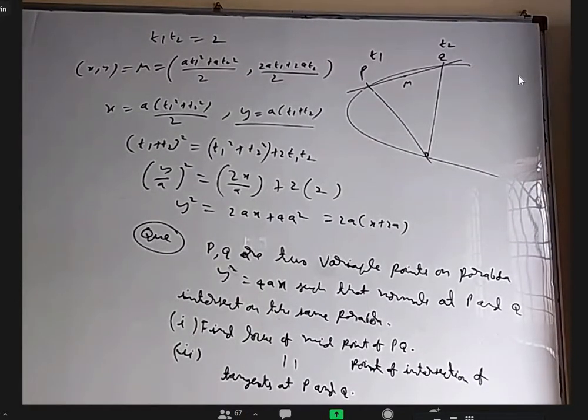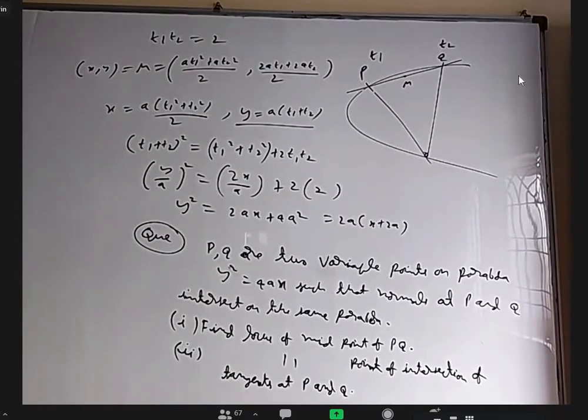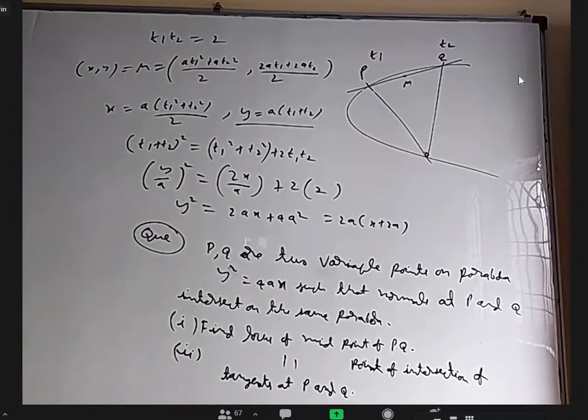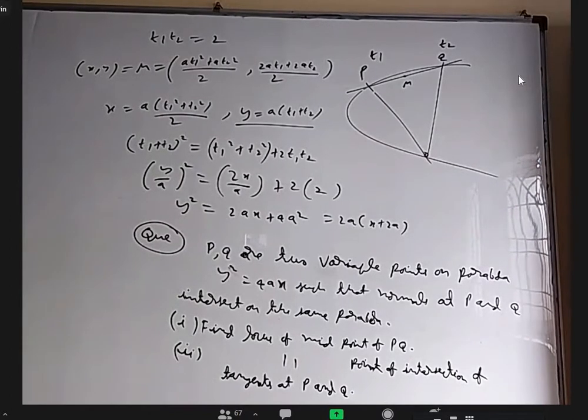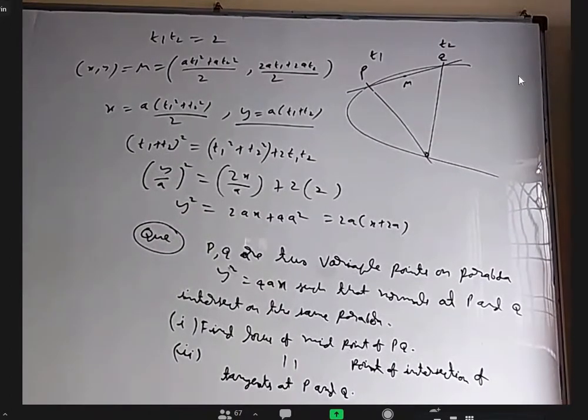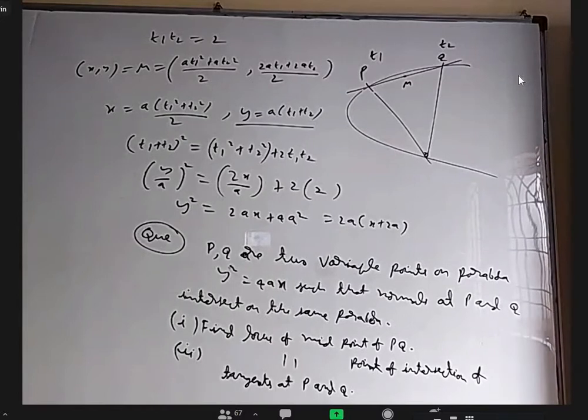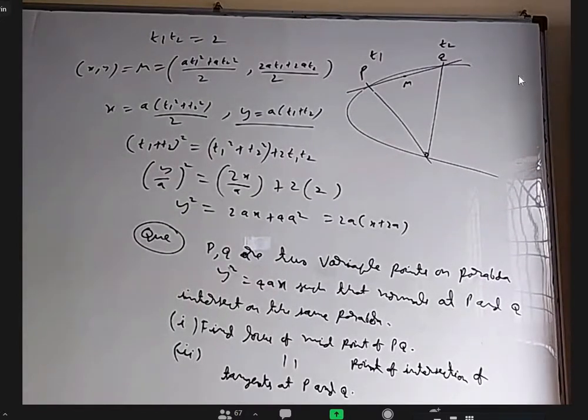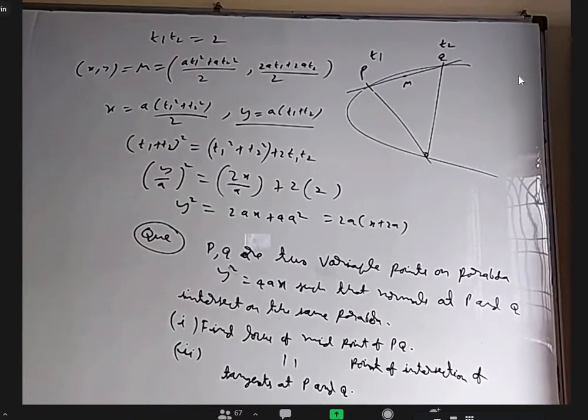Anybody want to answer the second one? Is there any formula for the point of intersection of tangents at T1 and T2? See your notes: A T1 T2 comma A into (T1 plus T2). Yes. So now you have to find the locus of that point.